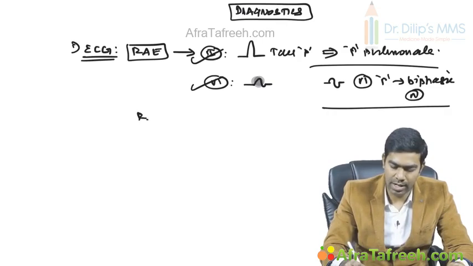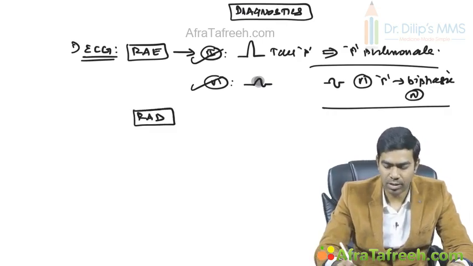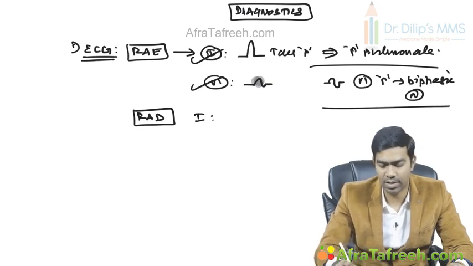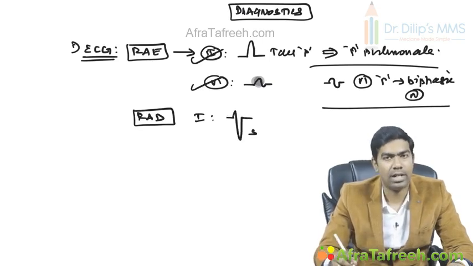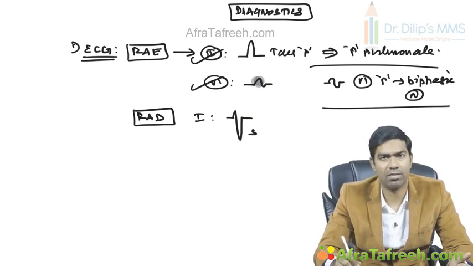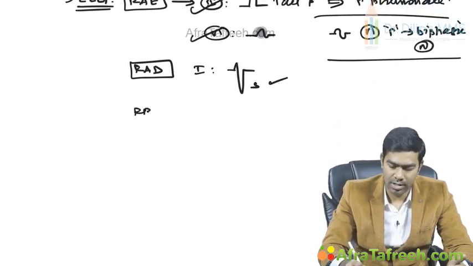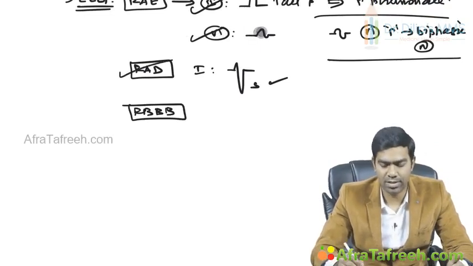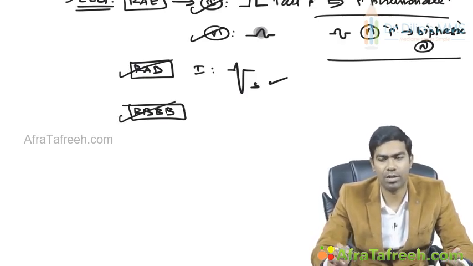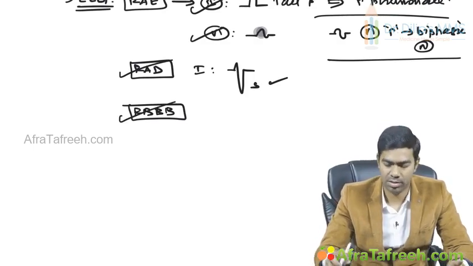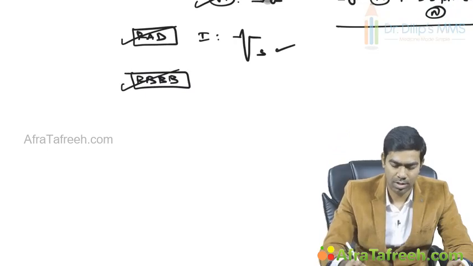Then you can get right axis deviation. The most important sign of a right axis deviation is that in lead V1 you will get a deep S wave. That's a very, very important sign of a right axis deviation. And you might get a right bundle branch block. That is also due to right ventricular hypertrophy causing strain and ischemia of the bundle branch fibers. And finally, you can get RVH, right ventricular hypertrophy.